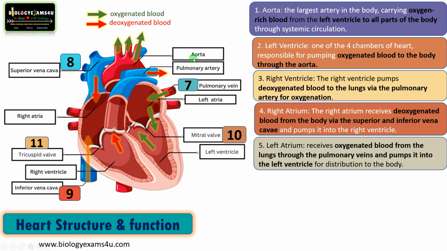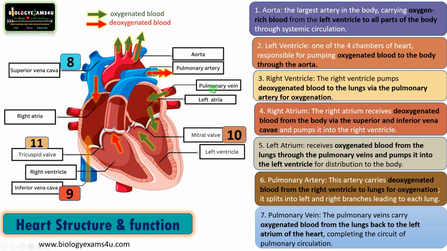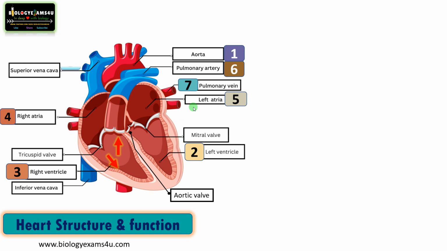Next is the pulmonary artery. This artery carries deoxygenated blood from the right ventricle to the lungs for oxygenation. It splits into left and right branches leading to each lung. The next structure is the pulmonary vein. The pulmonary vein carries oxygenated blood from the lungs back to the atrium of the heart, completing the circuit of pulmonary circulation.